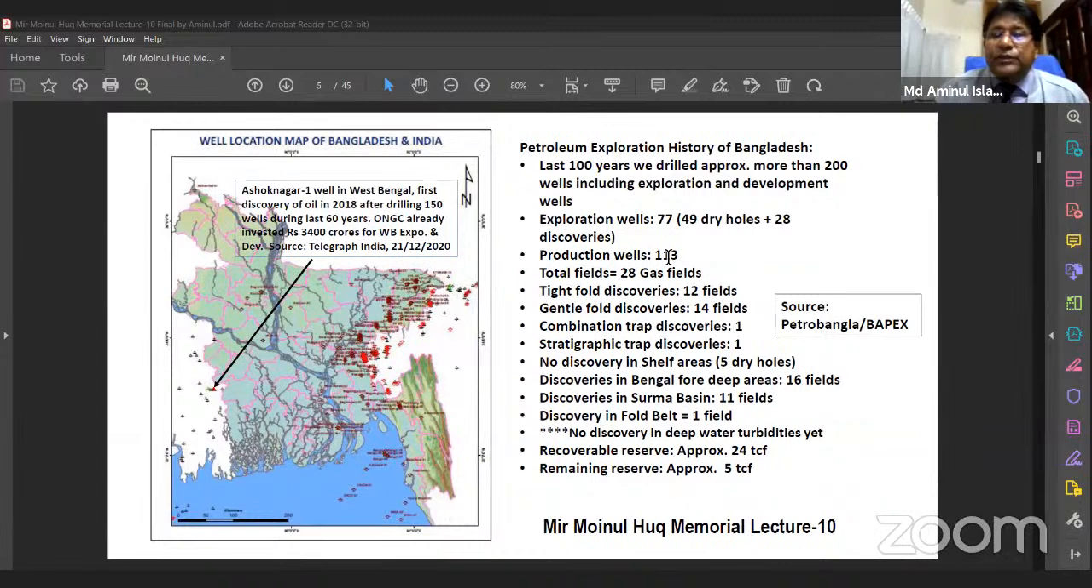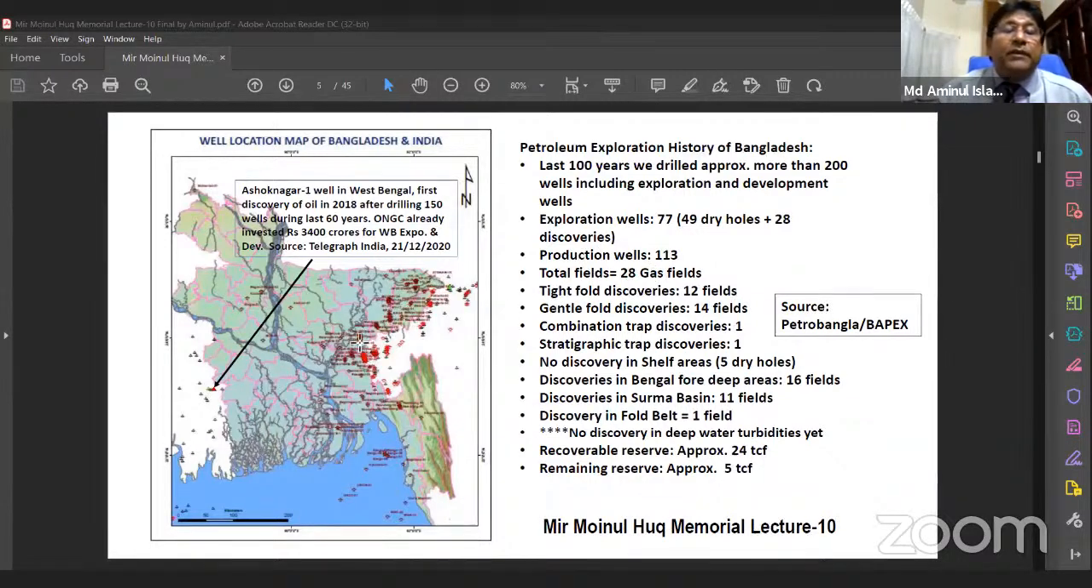But gas resource is the most viable and cost-effective resource for us. So we have to expedite our exploration and increase our reserve. That's how exploration business is now really vital for us.